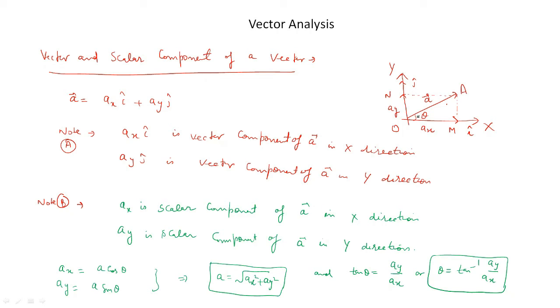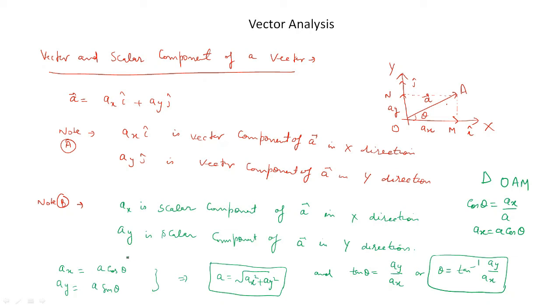Now let us say vector A is making an angle of theta with the OX axis. So in terms of the magnitude, we can write AX is equal to A cos theta, because you know that in the triangle OAM we can find cos theta as AX upon A. So AX will be equal to A cos theta. Similarly, we can write AY is equal to A sin theta.